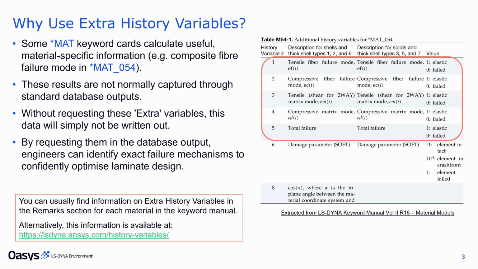If we look at the LS-DYNA manual for MAT54, which is a material model widely used for simulating composite layers, we see that the solver tracks specific failure modes at every integration point. Variable 1 tracks the tensile fiber failure, while variable 5 tracks the total failure. Without requesting these extra variables, this data will simply not be written out. Unlocking them allows you to see the exact mechanism of failure, whether it's the fibers snapping or the matrix crushing. All of this ultimately gives you the ability to optimize your laminate's design.